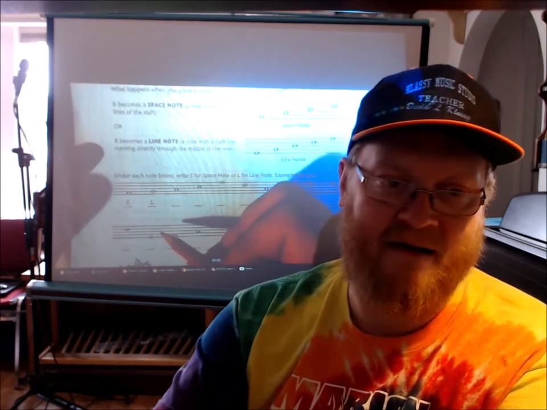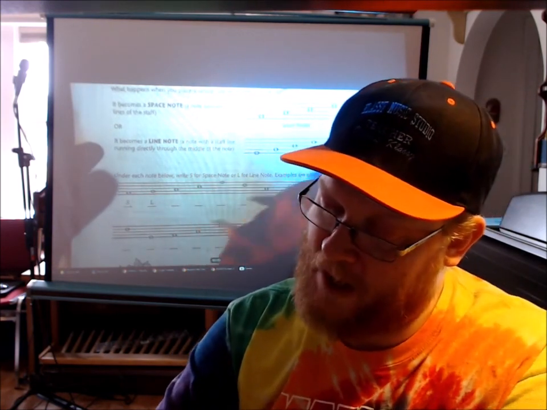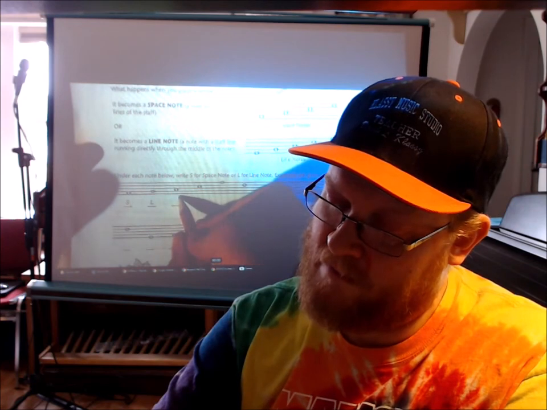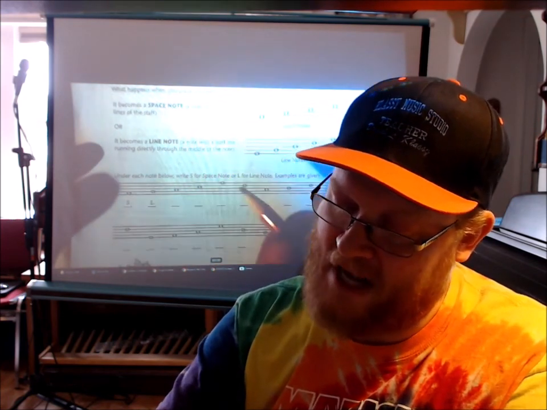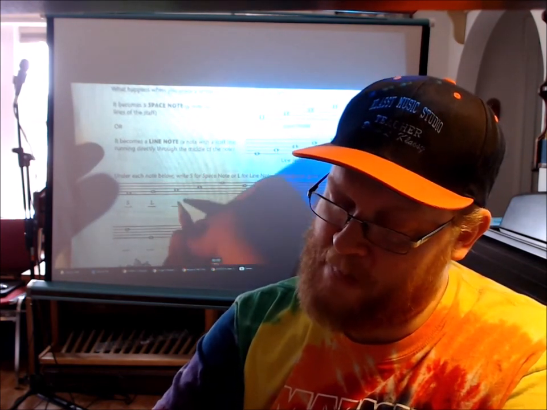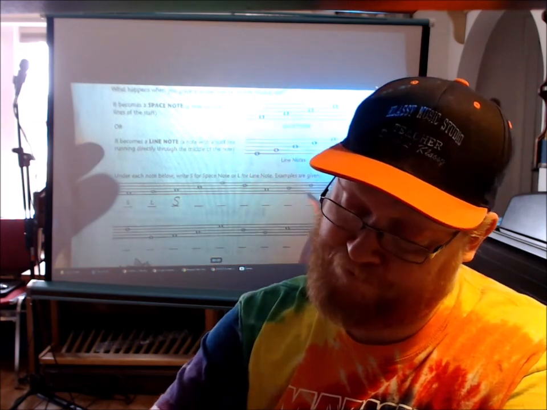Under each note below, write S for space note or L for line note. Examples are given. So this first one, they put an S because the whole note sits in the space. The next one, they put L because this whole note has the line going through it, so it's not in between spaces. So this one should look like that one, as it doesn't have a line going through it. So it's a space note.